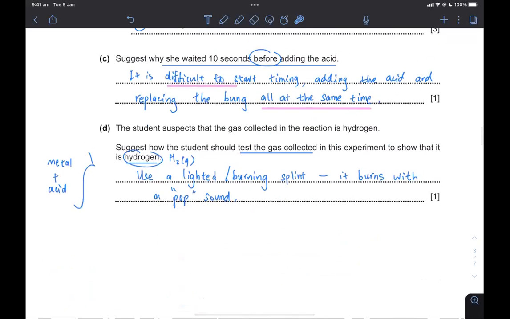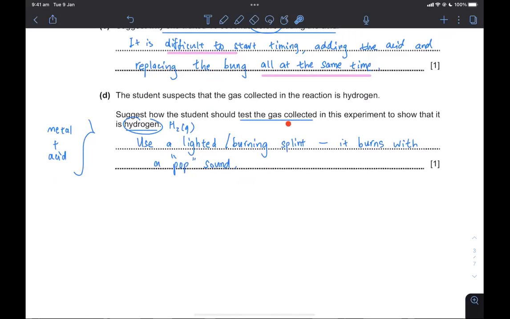I already talked about that. This is the test for hydrogen. I already talked about it in work 1 just now. How can you test the gas? Show that. That means confirm the result. You cannot just say use burning or light the flame. You need to confirm it with the result.